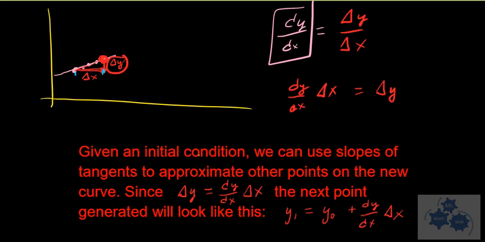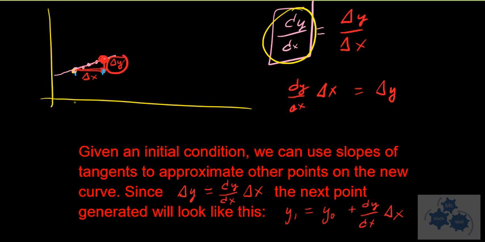All right, so given an initial condition, that is an initial point, like this point right here, we can use the slopes of the tangents to approximate. Now, slopes of the tangents, that's defined by dy over dx. We can use those slopes and the point that we're on to generate other points that would approximate our new curve. Since we know that the change in y, that's the vertical change, is given by the slope times the change in x, the next point that's generated, that is going to be y1, will be our original y value plus this rate of change over a period.